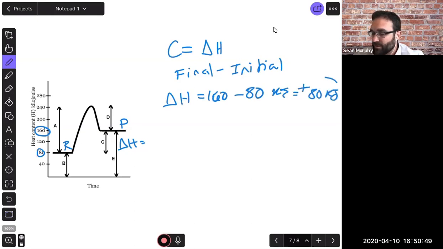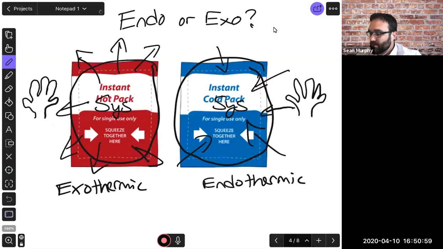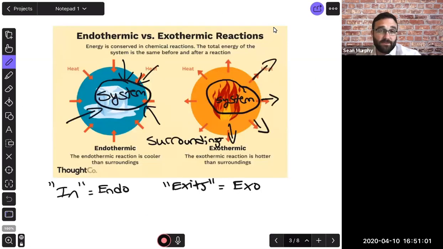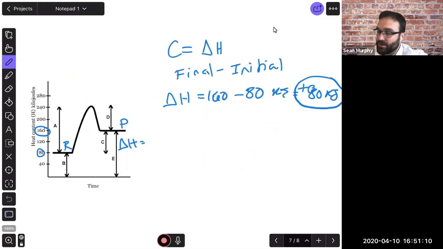Now it's really important that you don't forget those positive and negatives. And the fact that I gained heat, let's go back. I've gained heat. If I gain heat into the system, that means it's going to be endothermic. Okay, so this is going to be an example of an endothermic reaction. The products have more heat energy at the end of the story than they do at the beginning of the story.